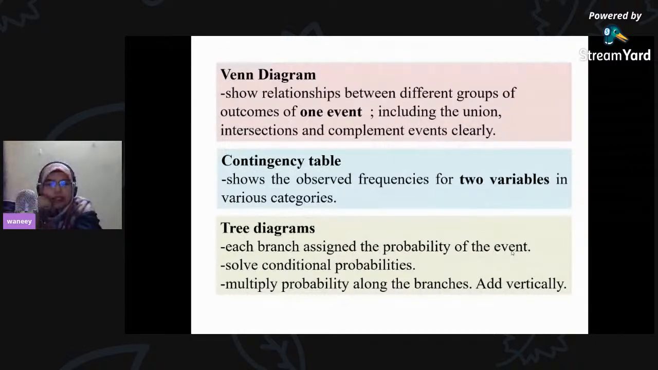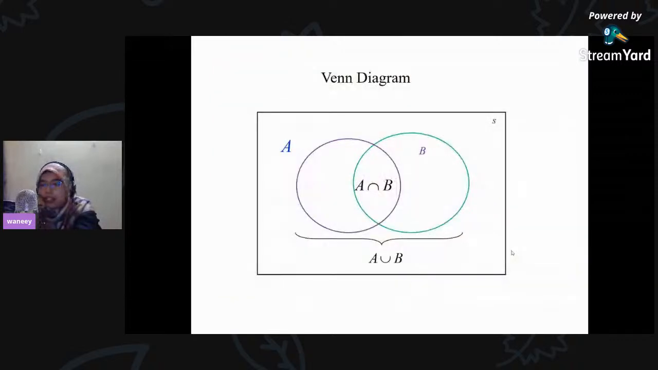Okay, next. Right, so this is the Venn diagram. We have event A, event B, and then we have A overlap with B right in the middle. So in the middle here, this is A intersection B. That means A happened and B must happen at the same time.